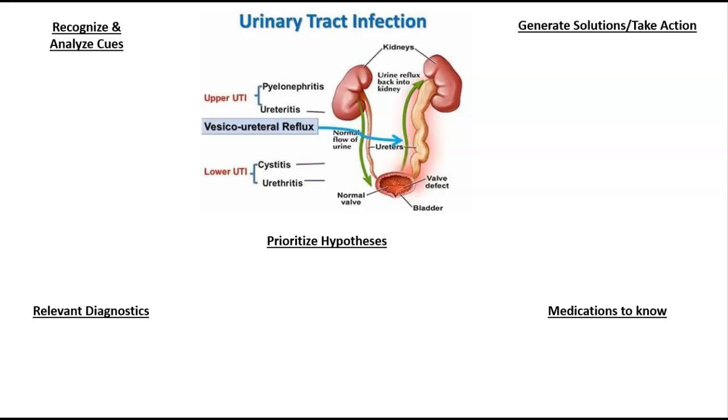So what are our solutions and how are we going to take action on this? Well, solutions really is the relief of symptoms. We don't want the infection to spread. We want no upper UTI if it's in the lower. We want no recurrence. So how do we get them there?